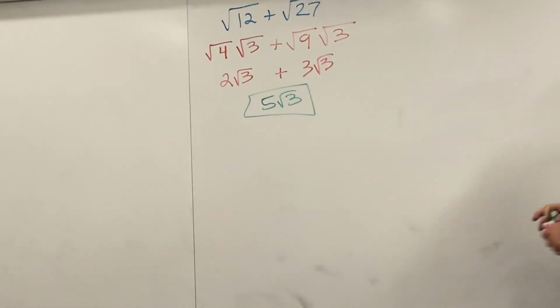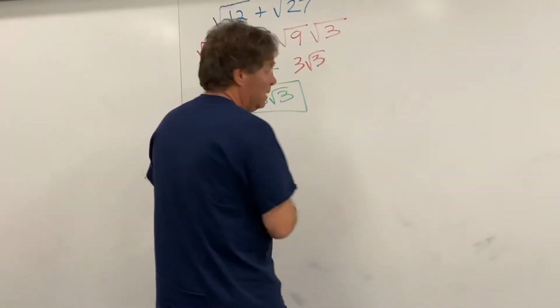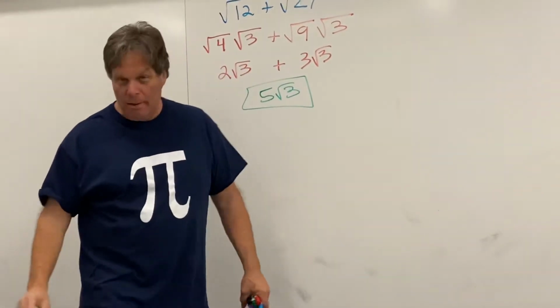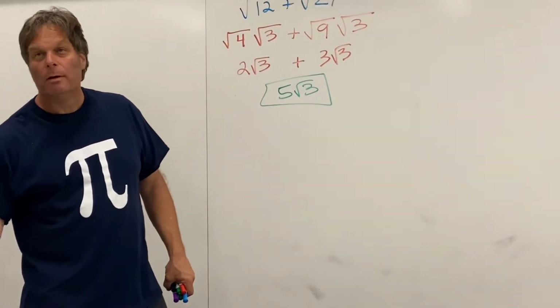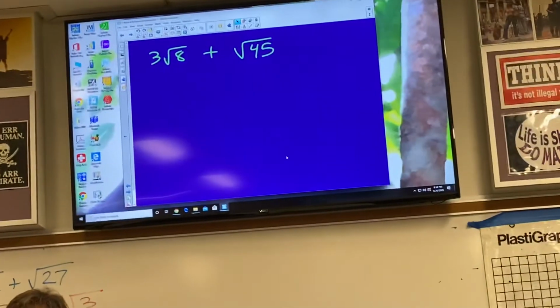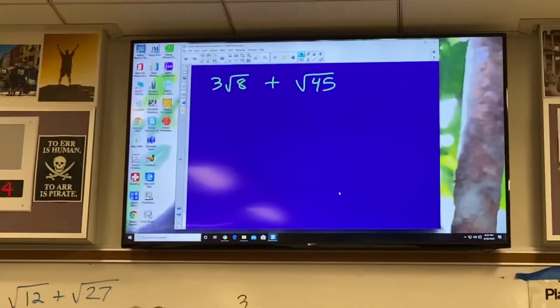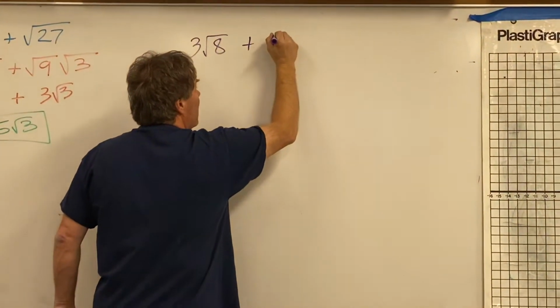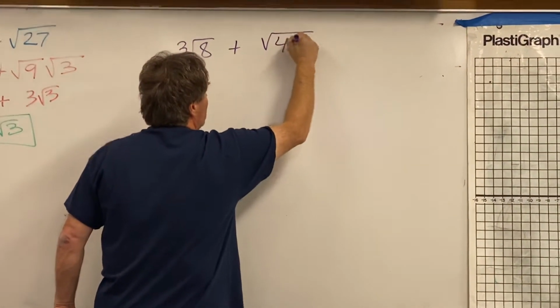All right, enough of that. On to the next problem. How about this guy? Holy moly. 3 root 8 plus root 45. Now, you might say, wait a minute, they're different.